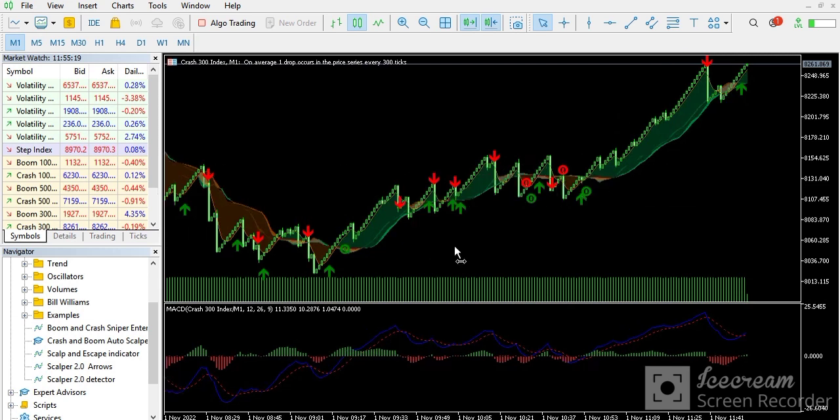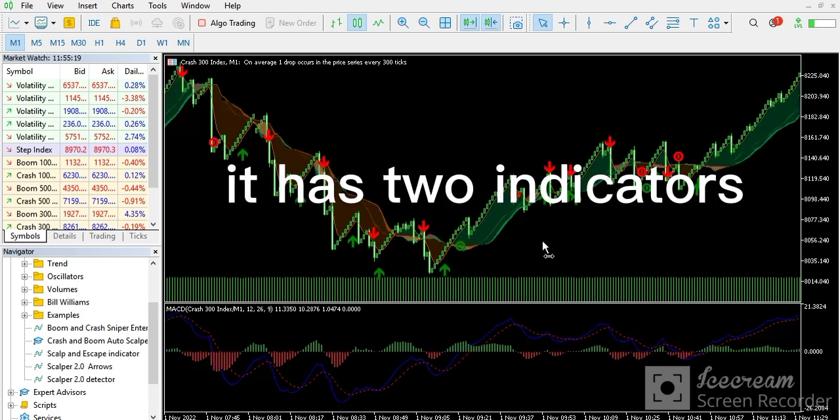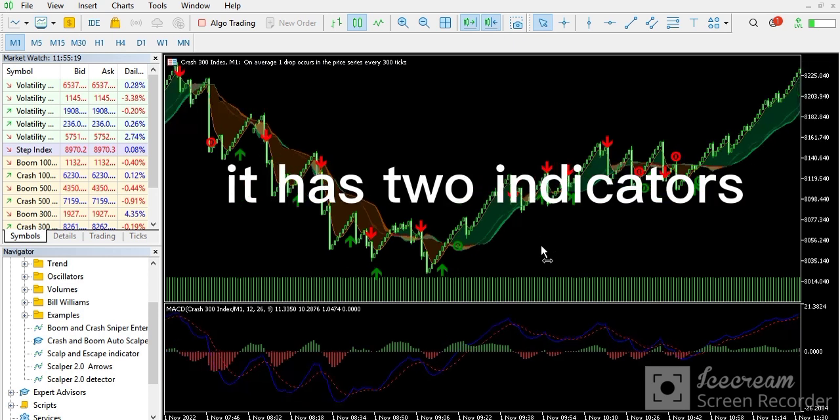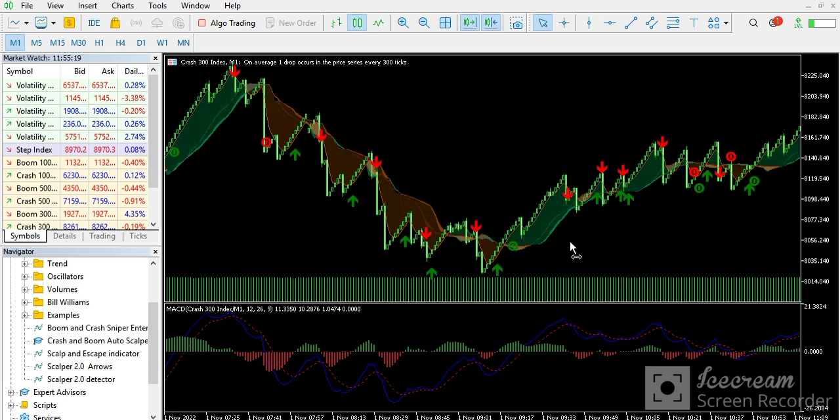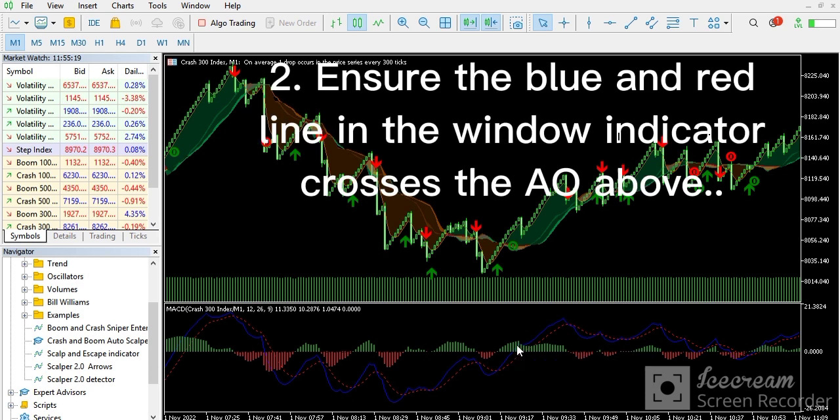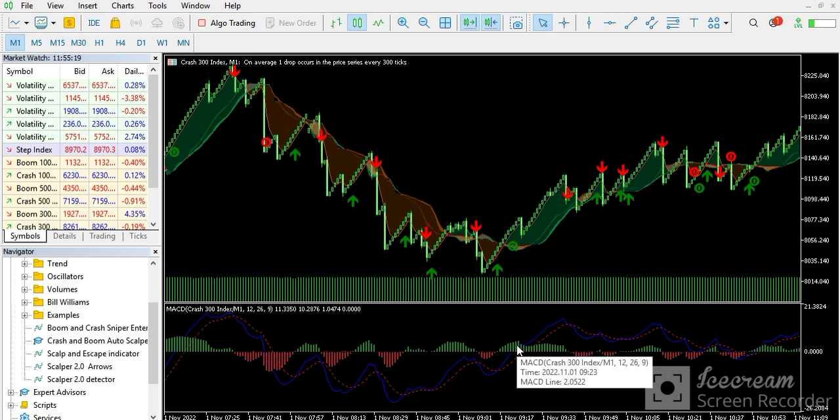So now this indicator is very good, and before you start it, you put it on 1 minute time frame. You could see it has two indicators, the one on the main chart and the one on the indicator window. If you look at this chart, you see that there are things that will confirm you a buy. Look at that place. Once that blue and red line crosses the OS above, we are going in for a buy.